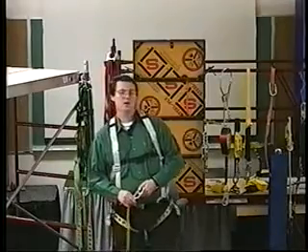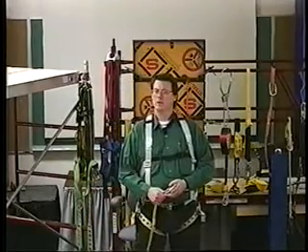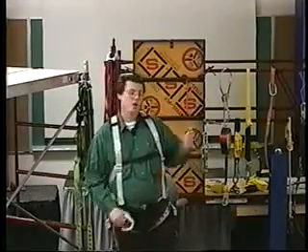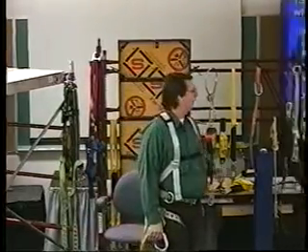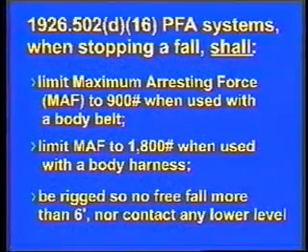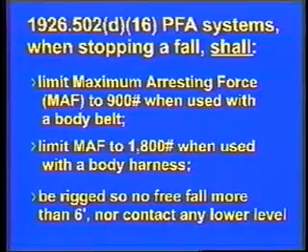Is it the fall that kills you in an accident? It's that sudden stop that kills you. OSHA now has a sudden stop standard. You look at the monitor, what do you see? 502D16 is OSHA's sudden stop standard. It talks about the maximum arresting force on the body. This is what kills you.